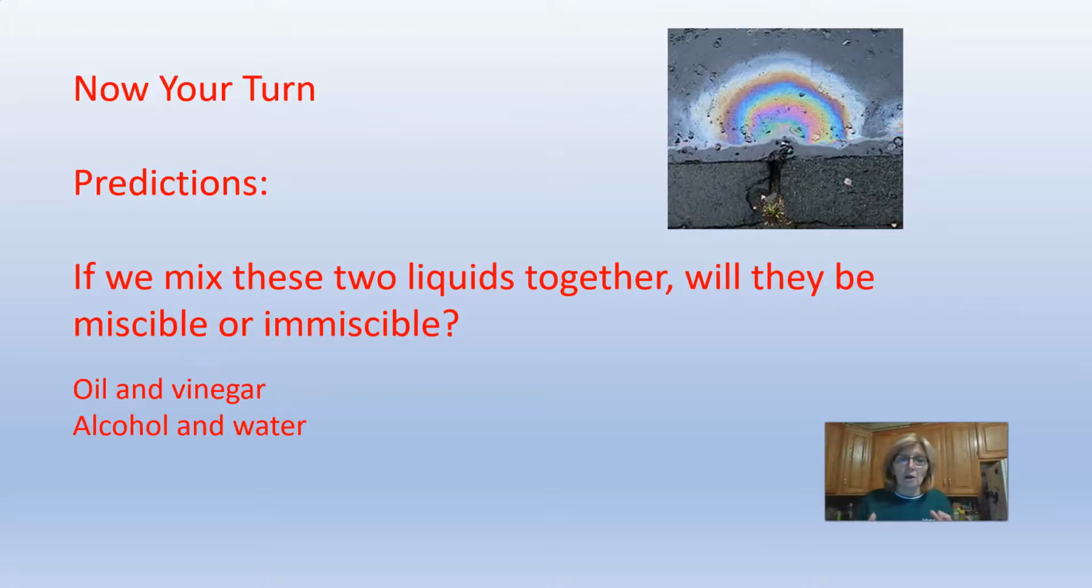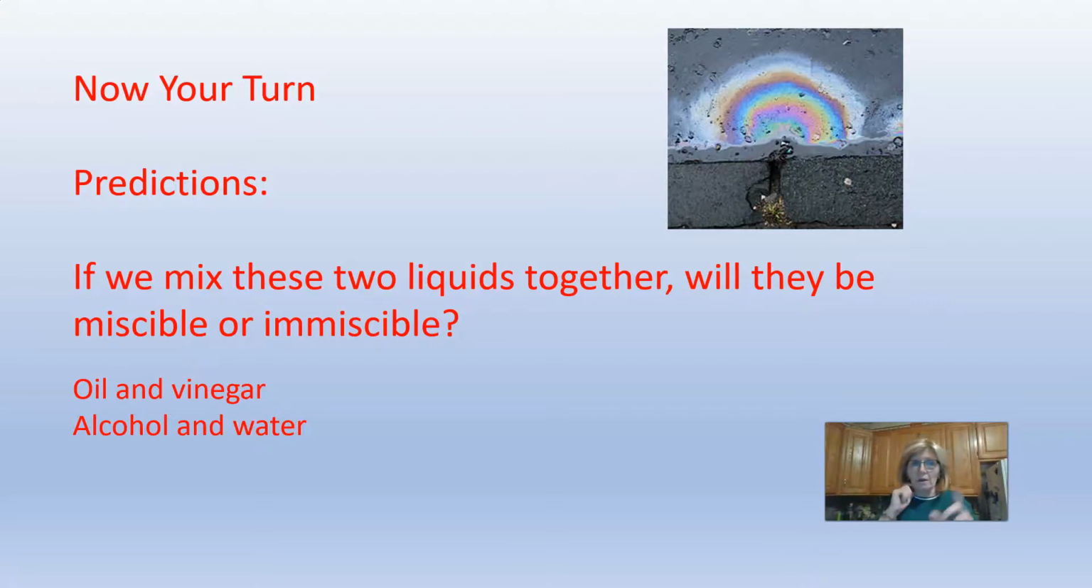Now, let's talk about making these predictions. I have a couple items down here on the bottom: oil and vinegar. So think about oil. This is cooking oil, not the oil that you put in a car, but oil like you would use with food, cooking oil or olive oil, whichever would be the easiest to get to, and then vinegar. When I do oil and vinegar, is that going to be miscible or immiscible? Think about that for a second.